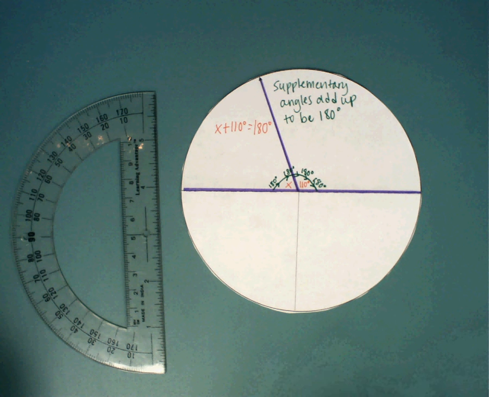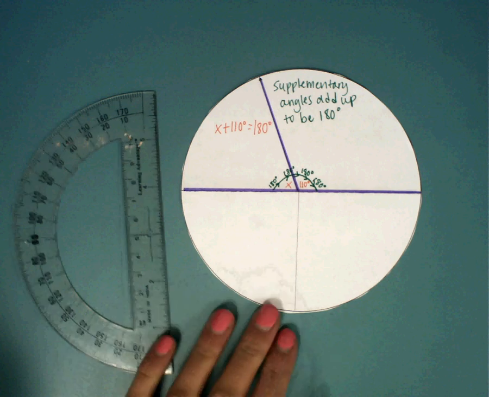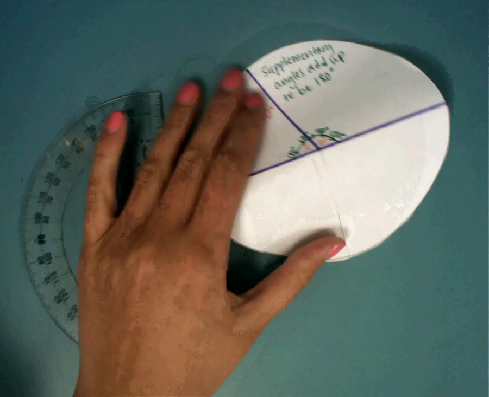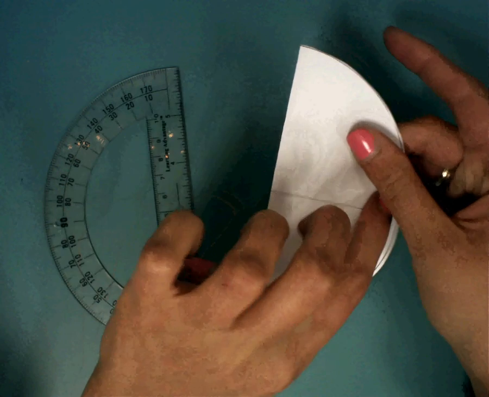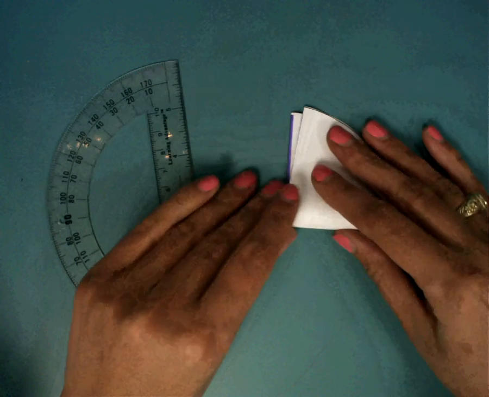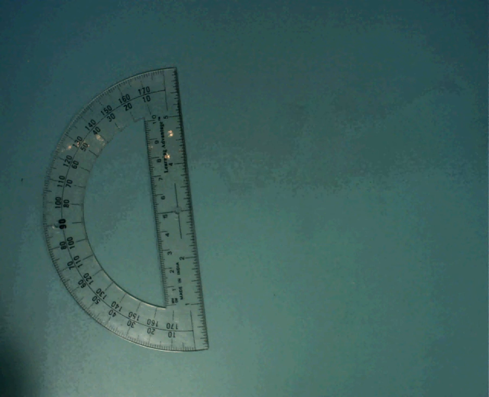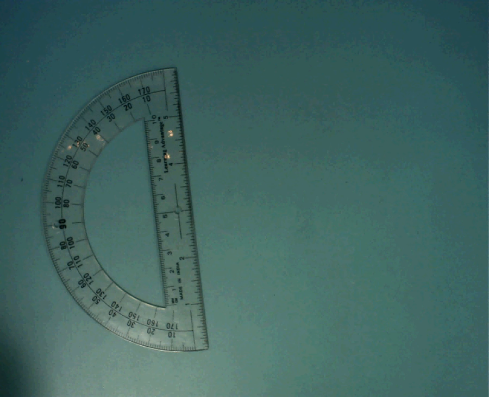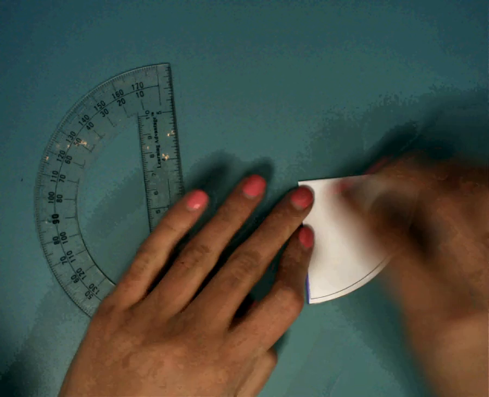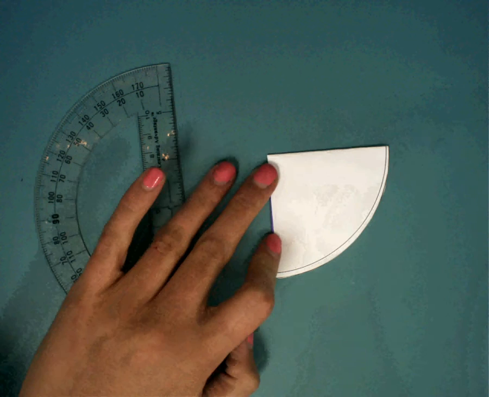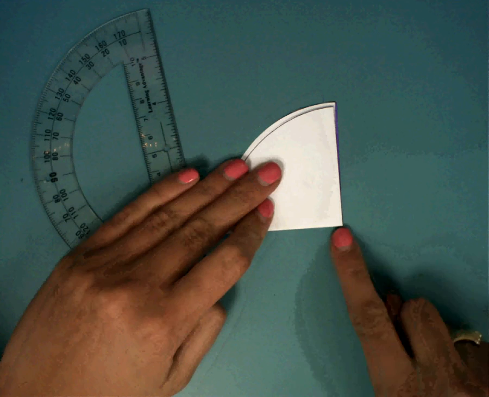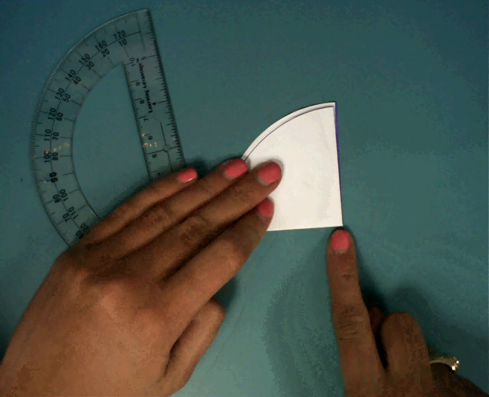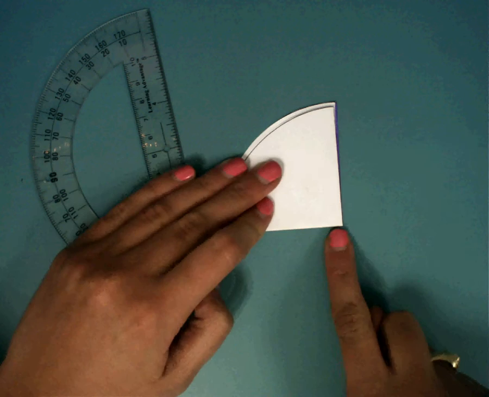Okay? Supplementary angles. So now I want you to fold your circle back in half again. Then I want you to fold it in half along this line again. I got to put it up to my old eyes again. Okay. So now I have a quarter of a circle. You see that? I have a quarter of a circle now. What is this angle right here? This is what? 90 degrees.